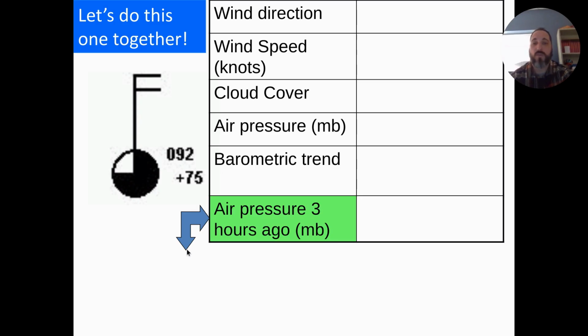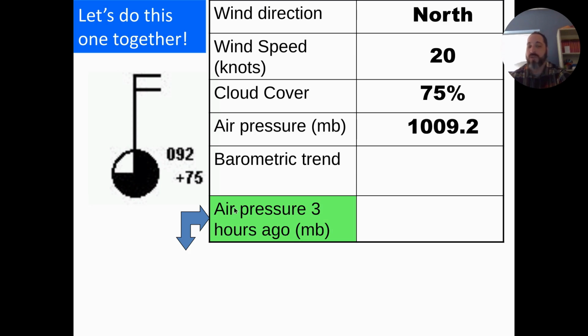All right, so my wind direction, it looks like it's coming from the north. We got this pointing at the north. My wind speed, we got 2 feathers, so I'm going to go 10 and 10. It's going to be 20 knots. Cloud cover. 3/4 of this is full. We could count each one of these as 25%, so we're going to go 75%. My air pressure, 092, so that is below 500, so I'm going to add a 10 and put my decimal point in the right spot. We get 1009.2. My barometric trend, it looks like it's increasing by 7.5.